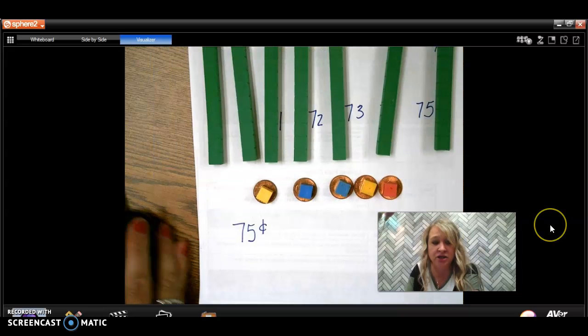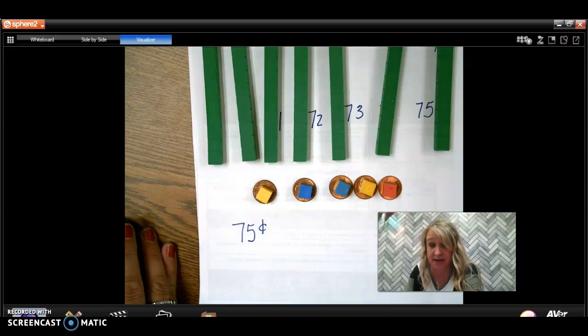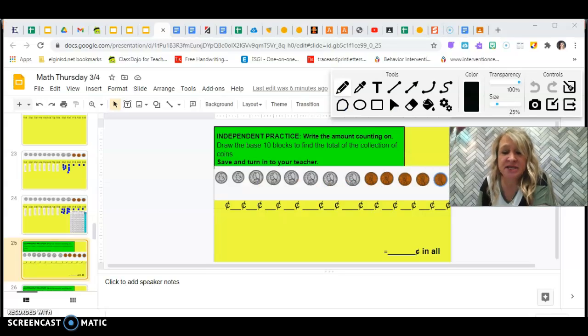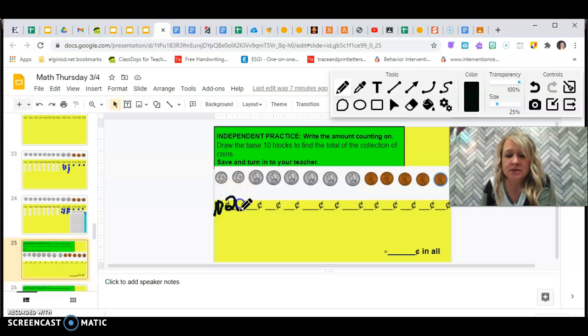Let's go take a peek at your assignment and see what you have to do today. So for your assignment today, you're going to write the amount counting on, draw the base 10 blocks to find the total of the collection of coins, and then save and turn in to your teacher. So let's count our coins. We have 1 dime, that's how much? 10 cents. 2 dimes? 20 cents. Now we have some nickels. All right, so do these 2 make a 10? Yep, they do. So we're going to write 30 cents.